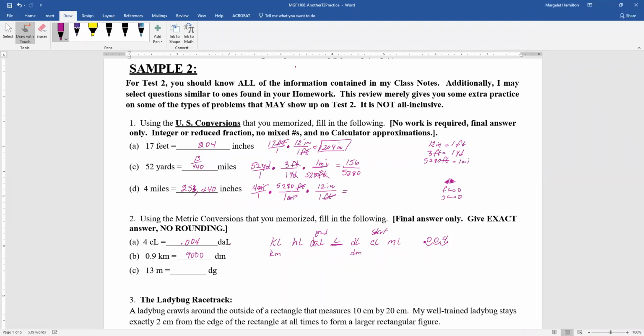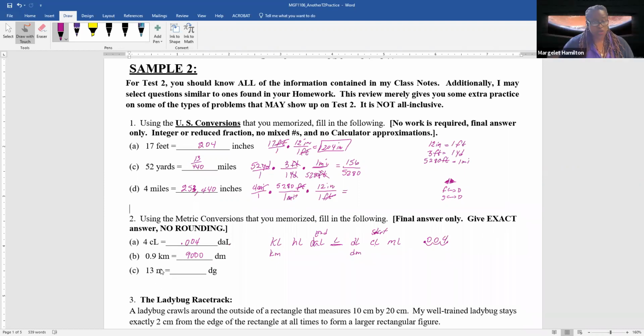What about my last one? No, you can't convert it. You got going from M to G. Can't do it. Okay. Can't do it.